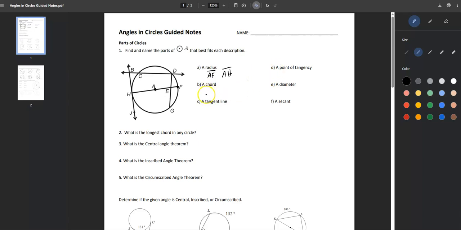A chord is just a line that cuts through and ends on the circle. So like DG would be a chord because it just stops and doesn't keep going. That's what we consider to be a chord.